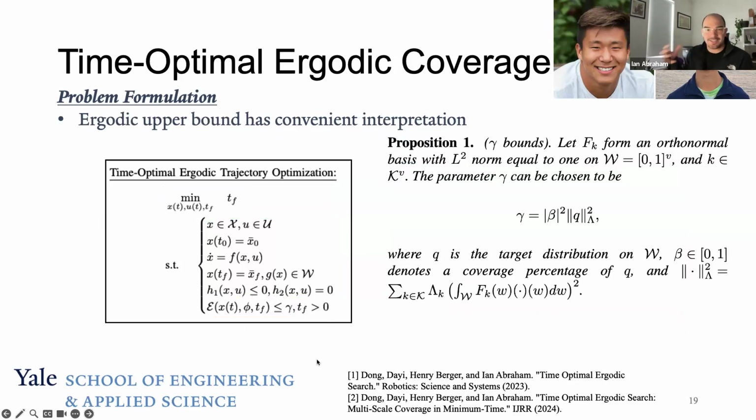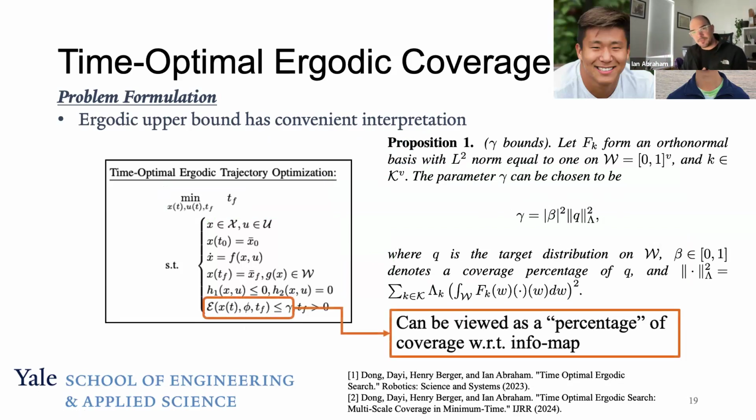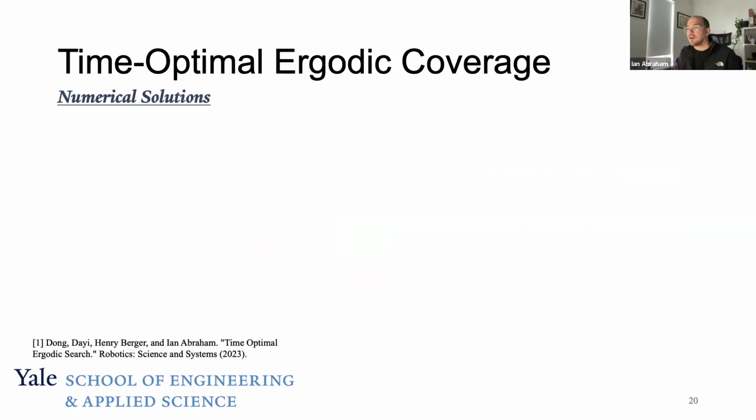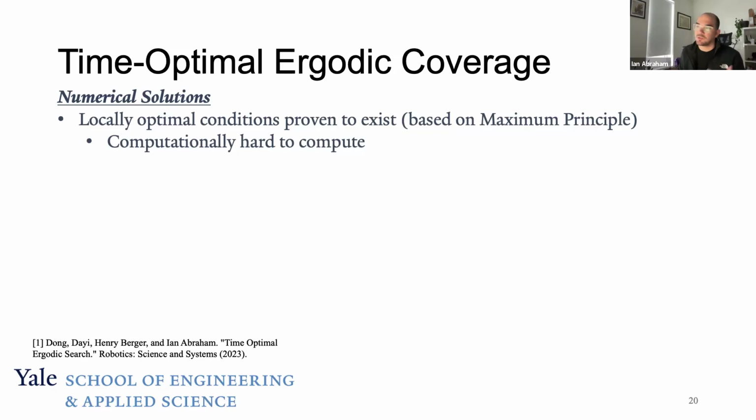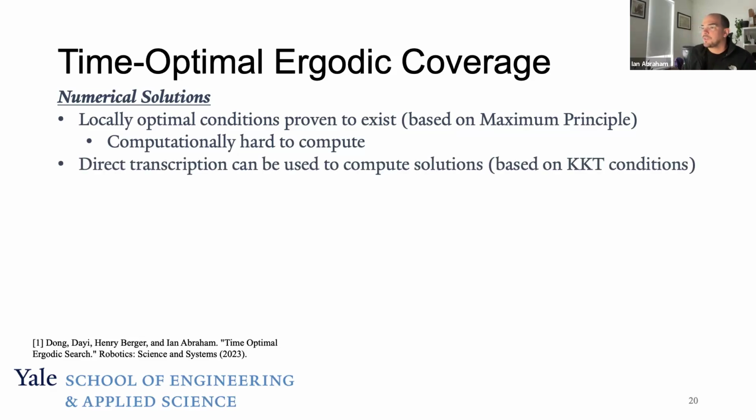But it turns out that upper bound has a really interesting meaning, where it is related to how much, or some percentage of how much, information you want to draw out or collect from your original information distribution or information measure, which is kind of exciting. So we have some connection between that upper bound and how much the robot is exploring. And then the way we compute this is, first we prove that it is a locally optimal, solvable problem. The way we solved it is using direct transcription.